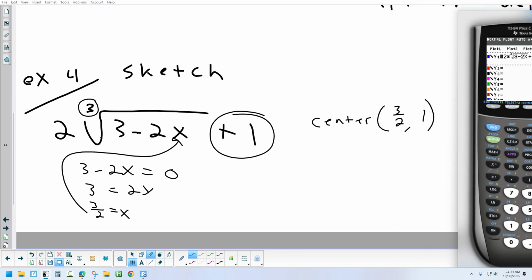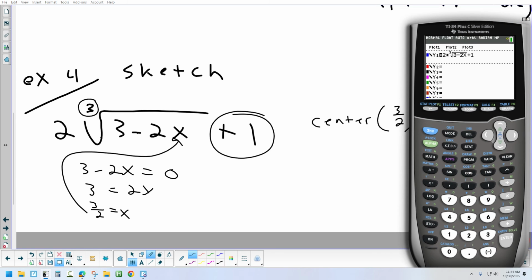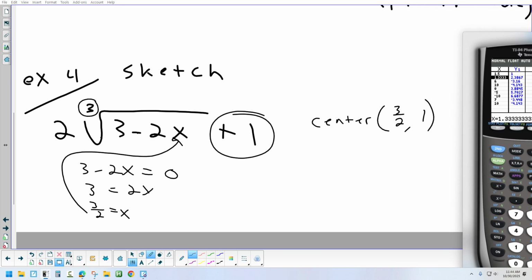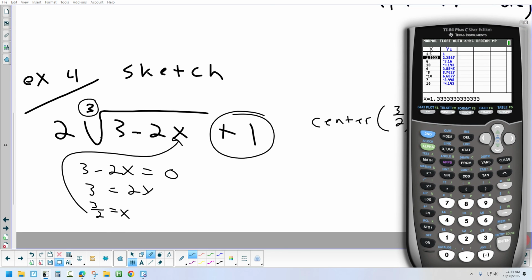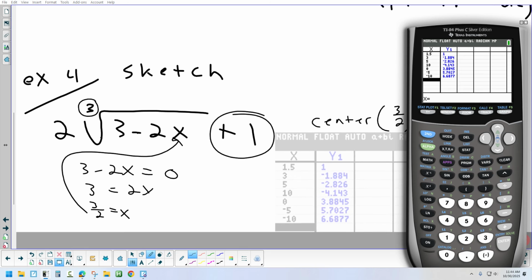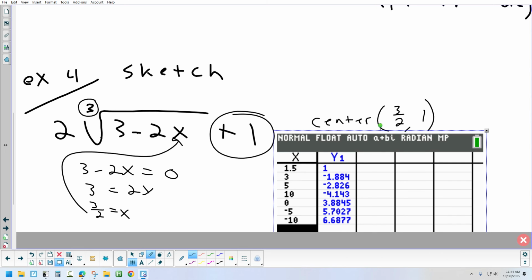If we want to double check the center, we can. Just go to our table. Yeah, 1.51. That looks good. And then I'm going to pick 3 points to the right and 3 to the left. Let's do like 3, 5, 10. Let's do 0. That's a good one. Actually, 0, -5, -10. That's fine. So we're going to graph all those points.